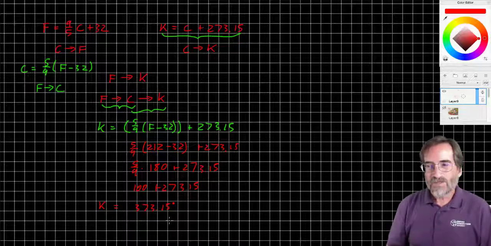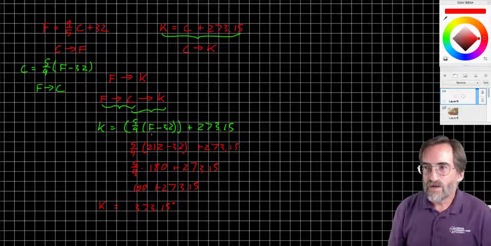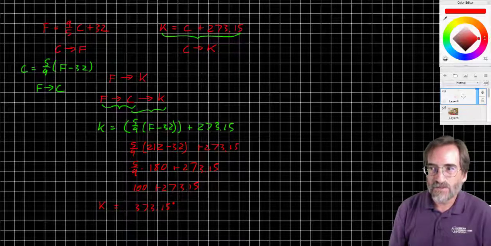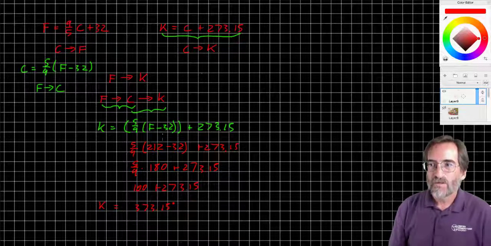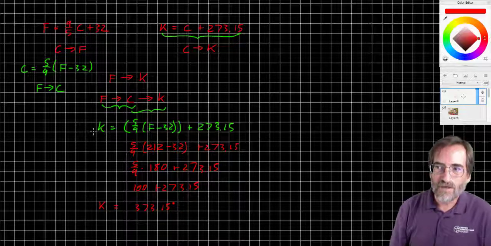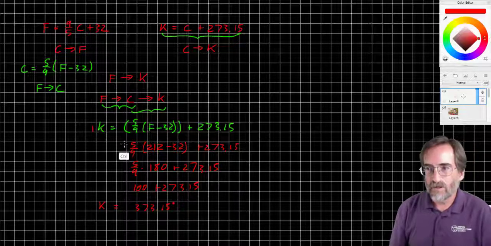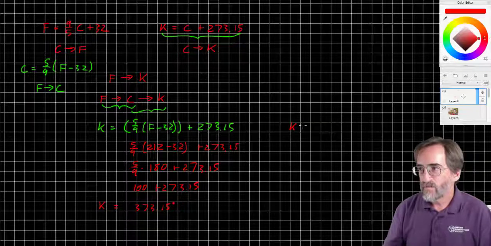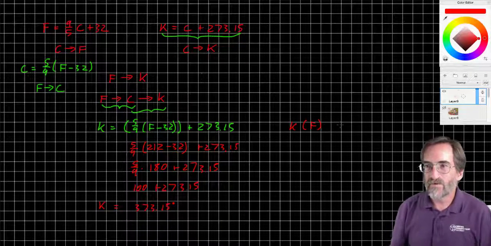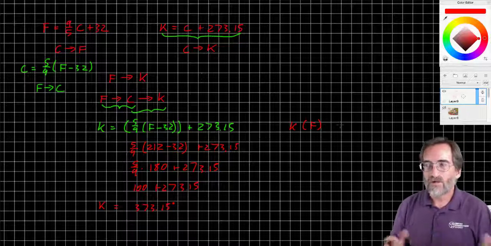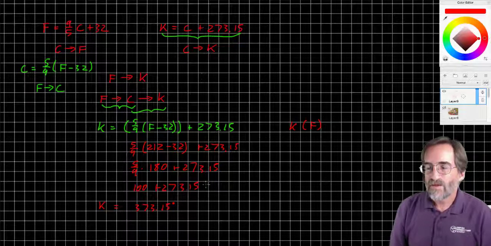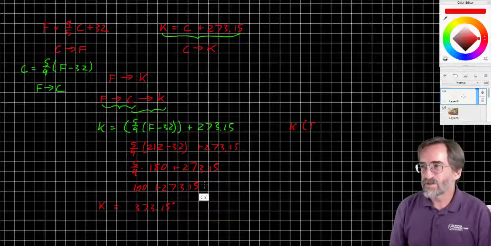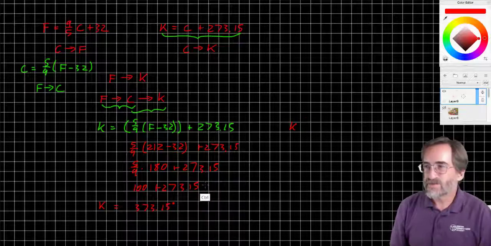So the Fahrenheit to Celsius formula was inserted in the Celsius to Kelvin formula to create a new formula for Kelvin based on Fahrenheit. K of F is what we would call it. K, a function of F. So that's composition. And hopefully that makes sense.